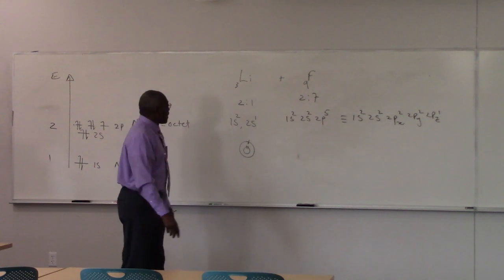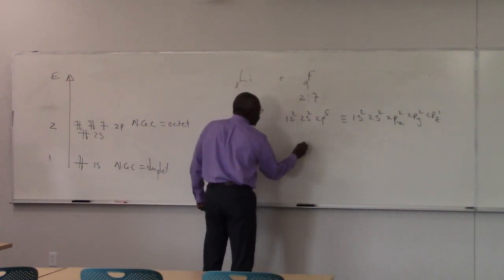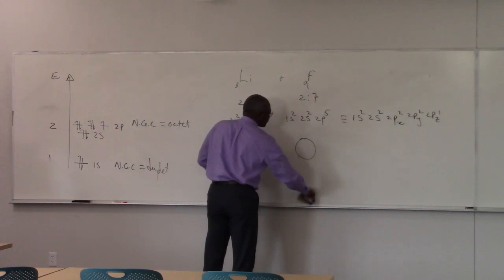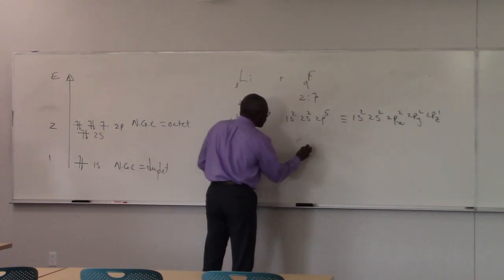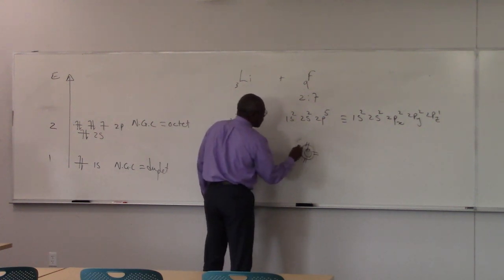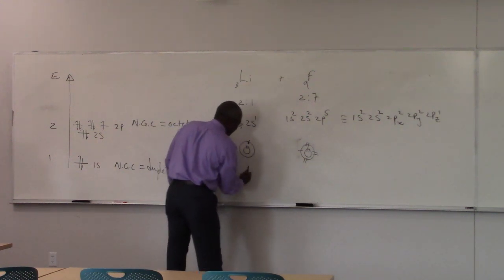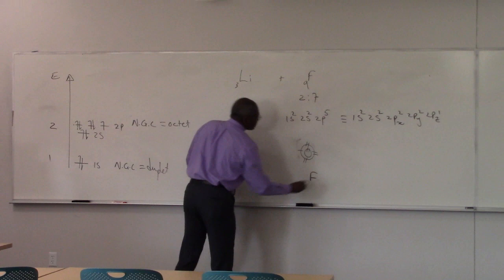Okay? Or I could draw a graphic representation and draw something like this and say 2 here, 1, 2, 3, 4, 5, 6, and 1 is 7. So this is lithium, and this is fluorine. Okay.